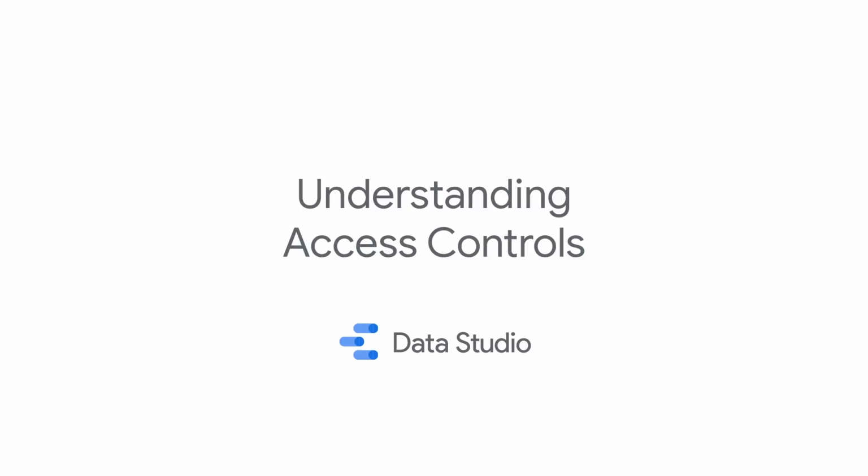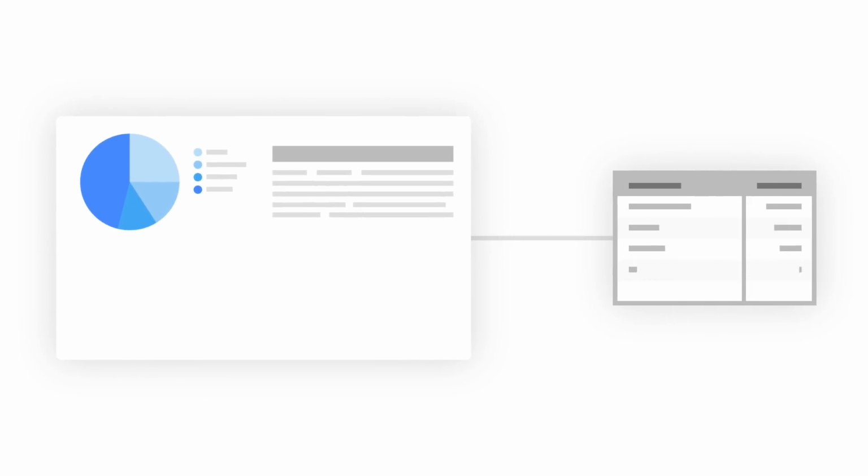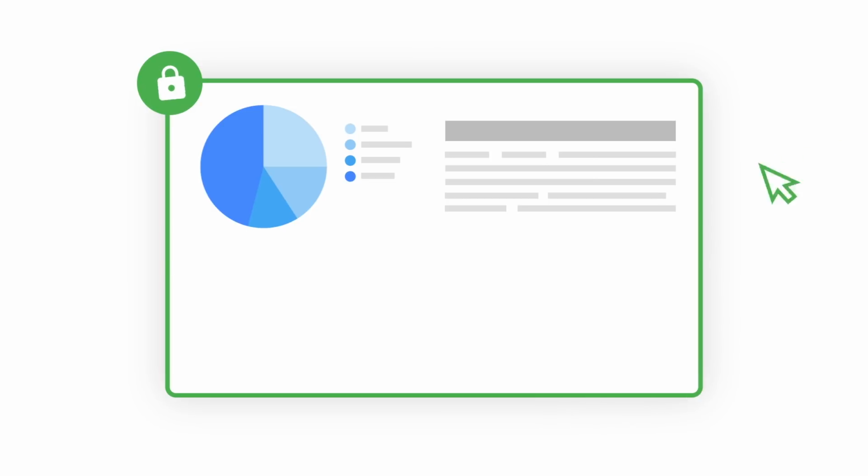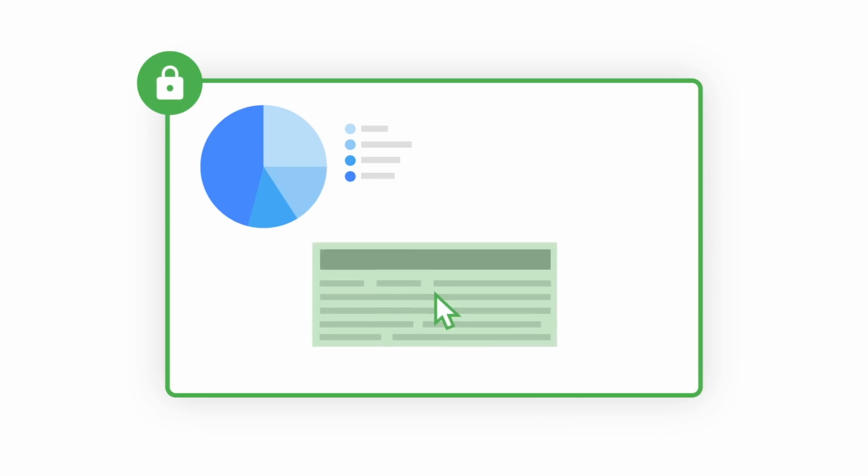Data Studio lets you set edit and view permissions for both reports and data sources, as well as set credentials to determine who can view the visualized data. Let's start with report permissions. When you first create a report, only you have permission to view or modify it.